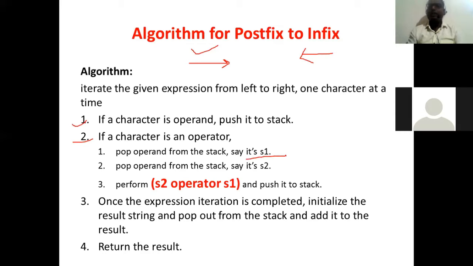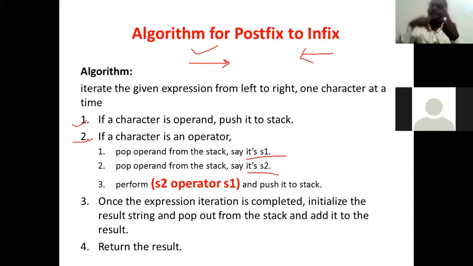Consider it: if you pop the first operand, call it S1. That operand can be anything; it depends on what is available in the stack. So when the operator is encountered, pop the topmost element. That means pop two elements from the stack. First of all, pop the first element, say S1, and then you have to pop the second element. You have to pop two elements from the stack.